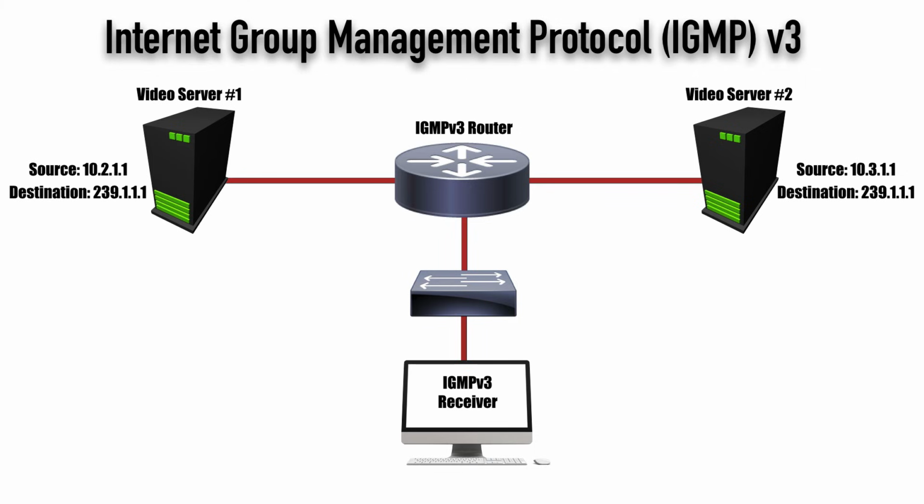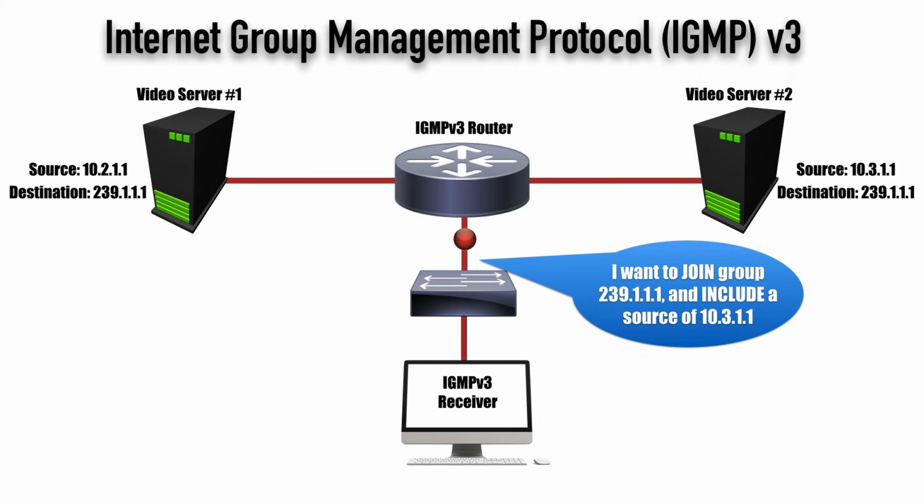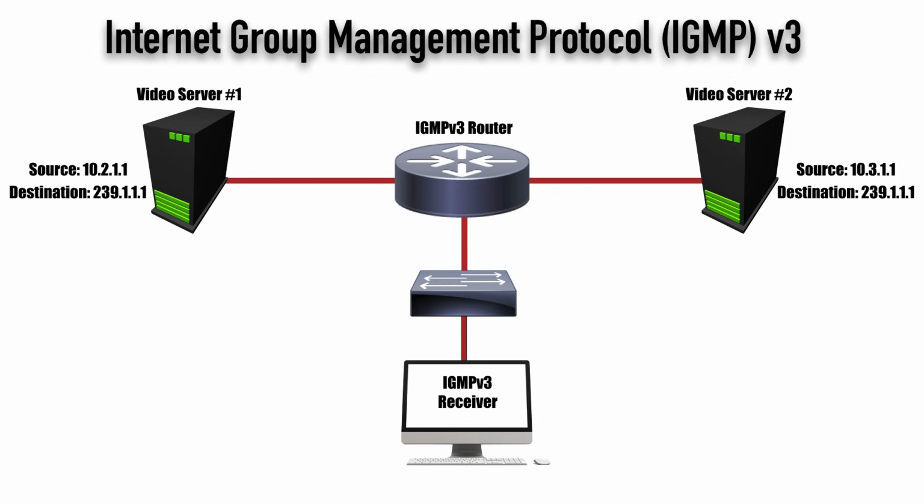So our IGMP receiver could say, when it sends its message up to the router, I want to join group 239.1.1.1 and include a source of 10.3.1.1. I want to receive traffic, in other words, just from video server number 2. That's not something we could do with IGMP versions 1 or 2.